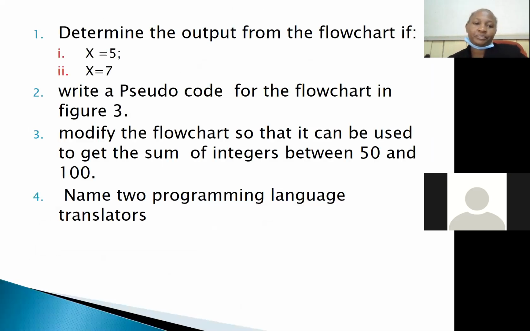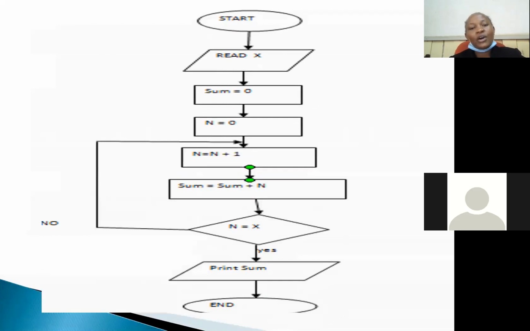Again, you can be told to modify, like I have said earlier. In this case, the question requires the candidate to modify the flowchart so that it can be used to get the sum of integers between 50 and 100. Going back to our flowchart, we need to change the initialization of n. n should not start at 0; n should start at 50.